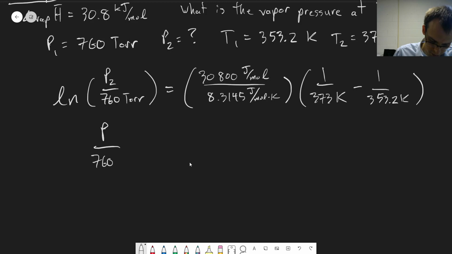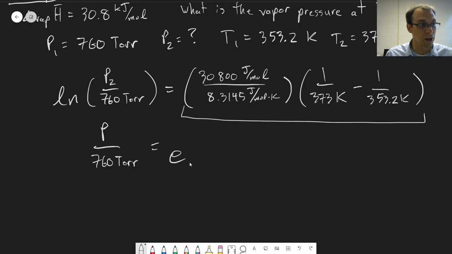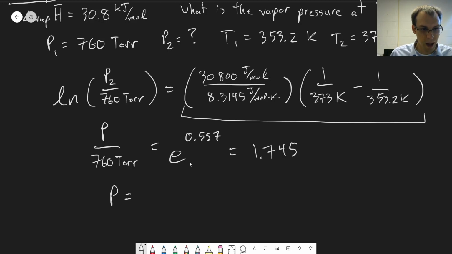We'll get P over 760 torr. Now I'm skipping a bunch of work that I've already done in my notes here, but we're going to get e, right? We need to do an exponential of all this stuff. Once you work it out, you should get a unitless value, so all your Kelvin and your joules and your moles cancel. And we should get e to the 0.557. You can double check my work here and make sure I did this correctly. And e to the 0.557 is equal to 1.745. Then we just multiply that by 760 torr, and that gives us 1330 torr.